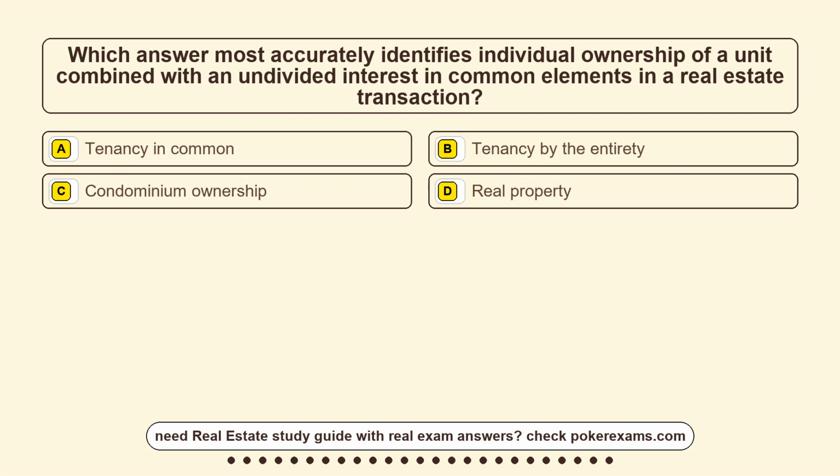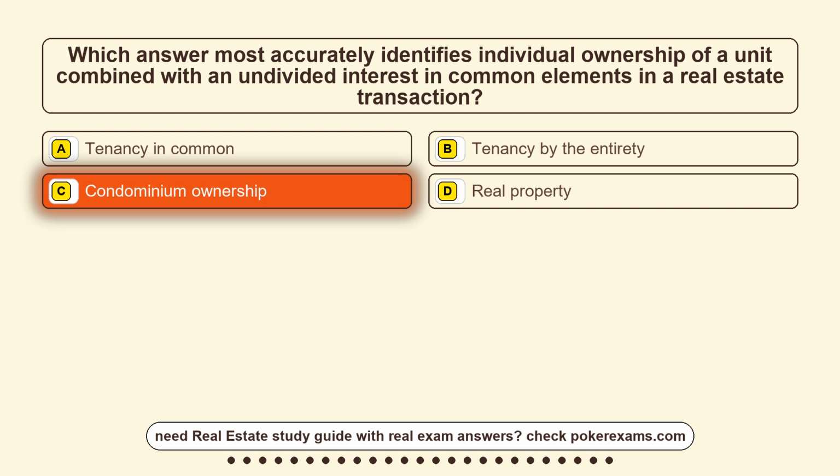Question 23. Which answer most accurately identifies individual ownership of a unit combined with an undivided interest in common elements in a real estate transaction? Option A, a tenancy in common. Option B, tenancy by the entirety. Option C, condominium ownership. Option D, real property. The correct answer is option C, condominium ownership.